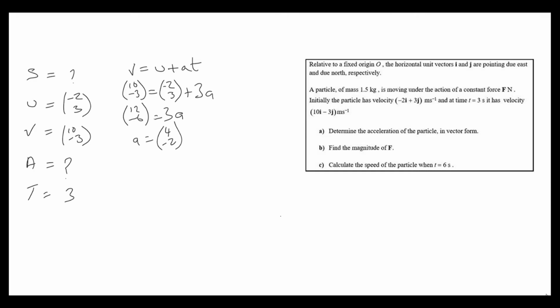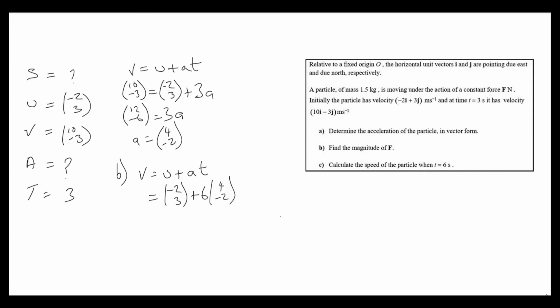We're also asked in this question to calculate the speed of the particle when t equals 6. So what is the new velocity when t equals 6? We're going to make use of the same formula here. We're looking for v this time. The initial velocity from the question, we know the time is 6, and we found this acceleration vector ourselves. Okay, just looking for the resultant of this right-hand side now.